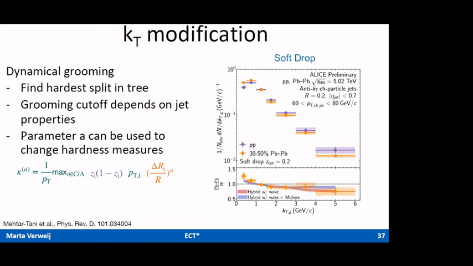Here, a measurement of the groomed kT, but now with the usual soft drop, where we can span a larger range. Here you can see again a sort of narrowing effect. So you see an enhancement at small kT and depletion at high kT. So this is consistent with the other jet substructure measurements.